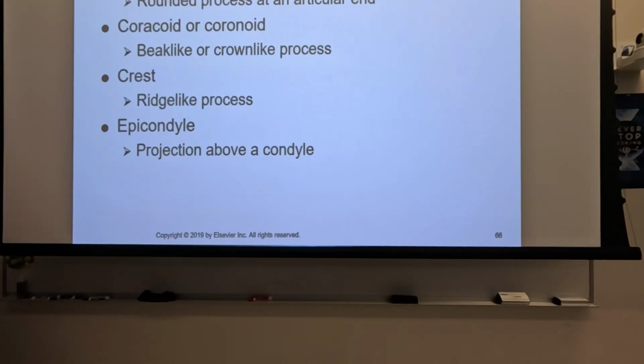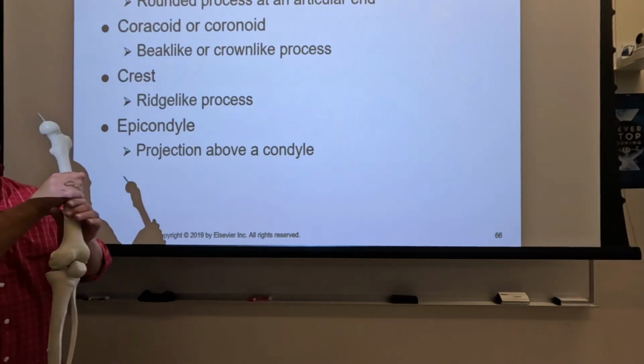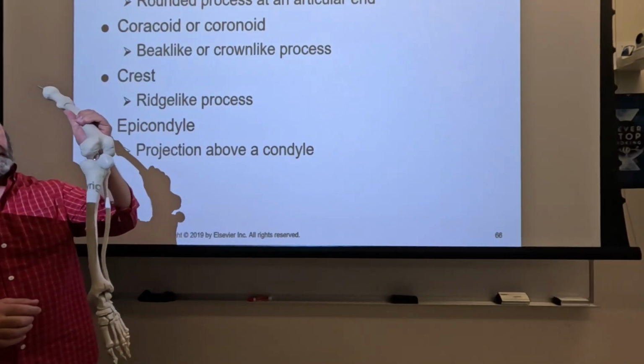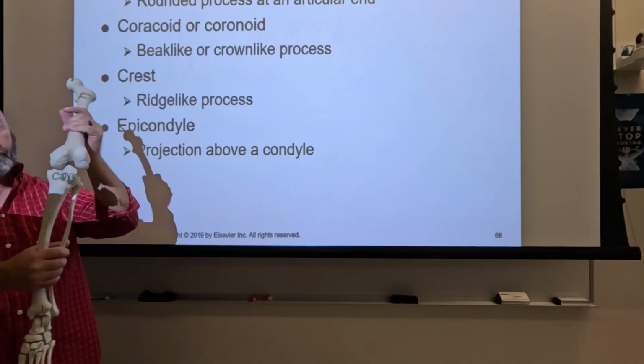An epicondyle is above a condyle. Okay, so now we're going to shift over to our femur. So we've got a condyle articular process. So we've got a condyle that articulates with the top of the tibia at the tibial plateau.